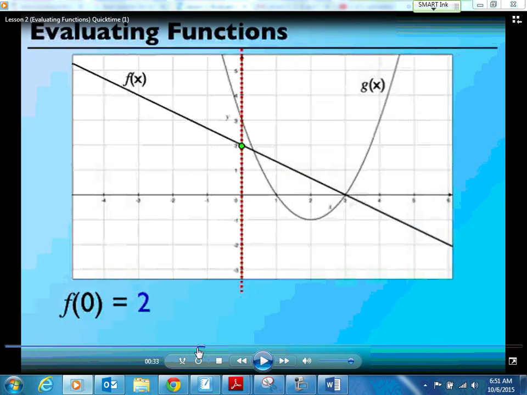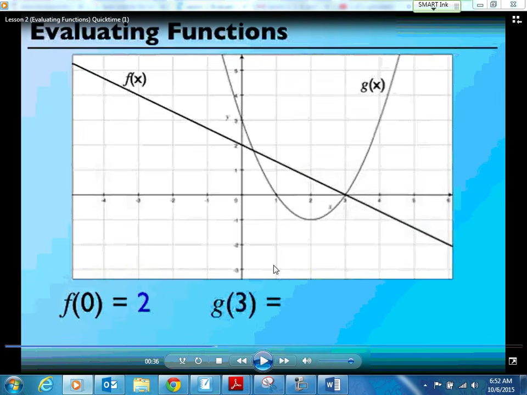I'm going to go back and play that. That animation was so cool, so you can see it again. So if you didn't catch that the first time, watch this here real quick. All right, so we have f of 0. There, right there is the input of 0, that red line. And then we're going to go up till we hit f of x to get 2.